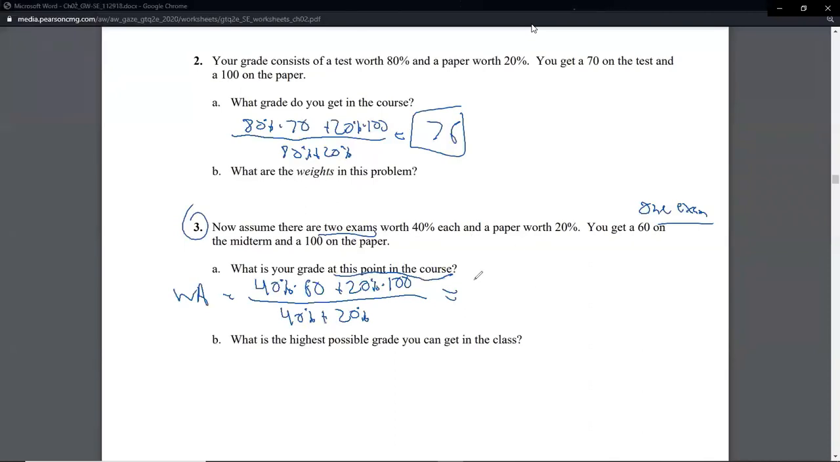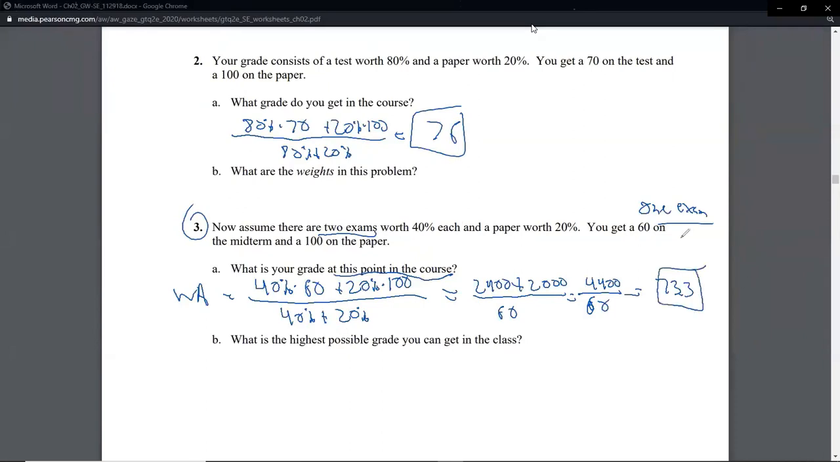6 times 4 is 24, so that's going to be 2400. 2 times 1 is 2, so that's going to be 2000 over 60. The top is going to become 4400 divided by 60. That's a terrible looking 6, isn't it? And if you do that division, you end up with 73.3. And again, you could round to the nearest whole number because that's what your teacher's going to do anyways and call it a 73, but I'm just going to stop there.